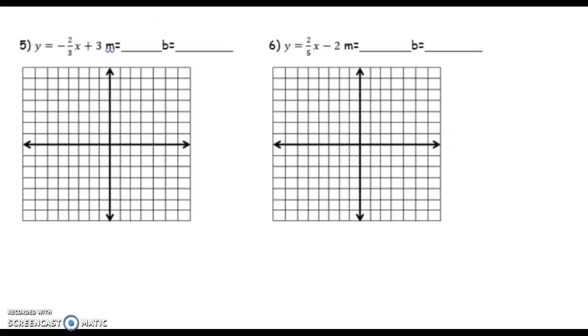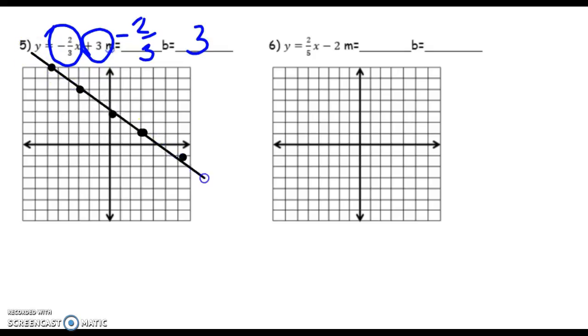Again, I'm going to circle my m, circle my b. So my m is a negative 2/3, and my b is a positive 3. So I go up to 3, plot my point, then I'm going to go down 2 over 3, down 2 over 3. I want to continue that line, so I'm going to go back to the original, and I'm going to go up 2 over 3, and make sure that it does make a straight line as I work through this.